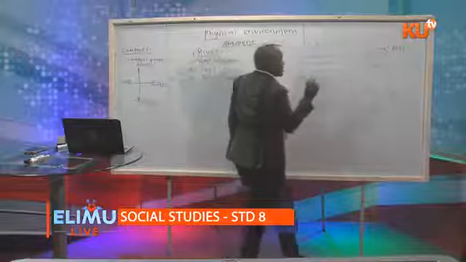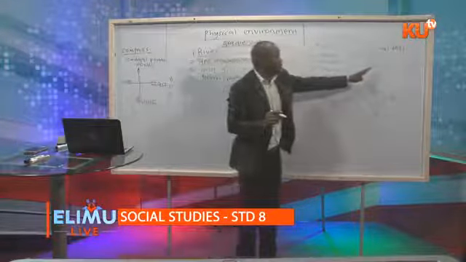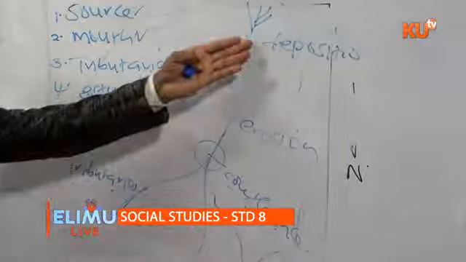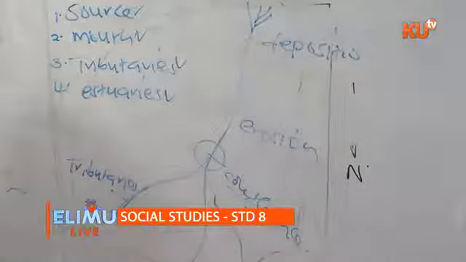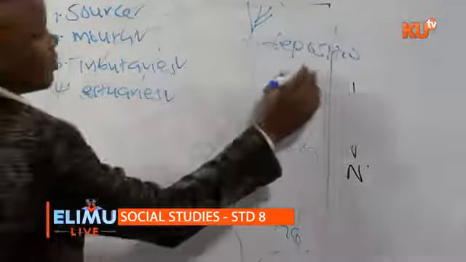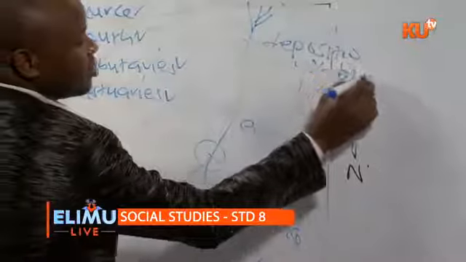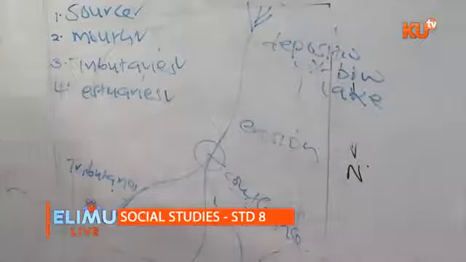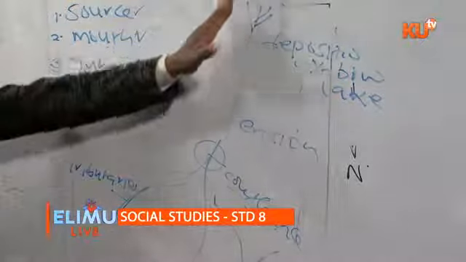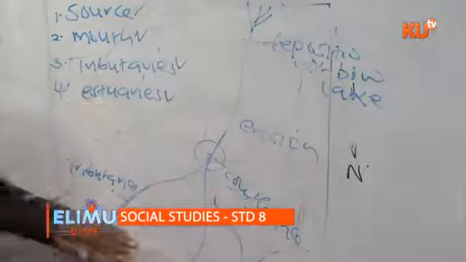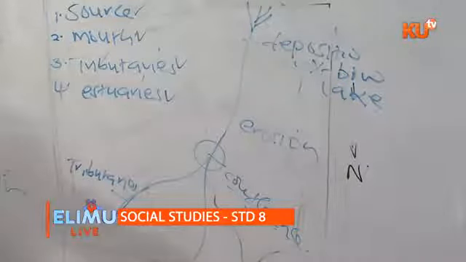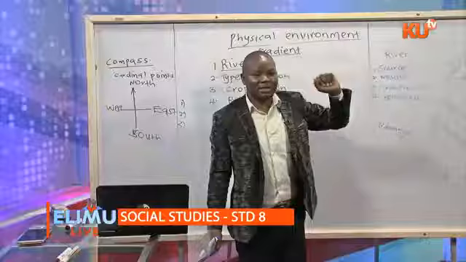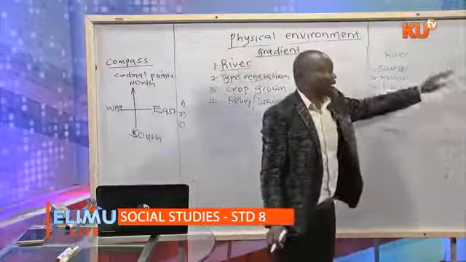Then there is something that I would like to explain. Deposition: which feature can be formed around this particular place? It's an oxbow lake. Oxbow lake is likely to be formed at the mouth of the river or at the end of the river. Then we have different names which are given: these are the youthful stage, the middle stage, and this is the old stage.